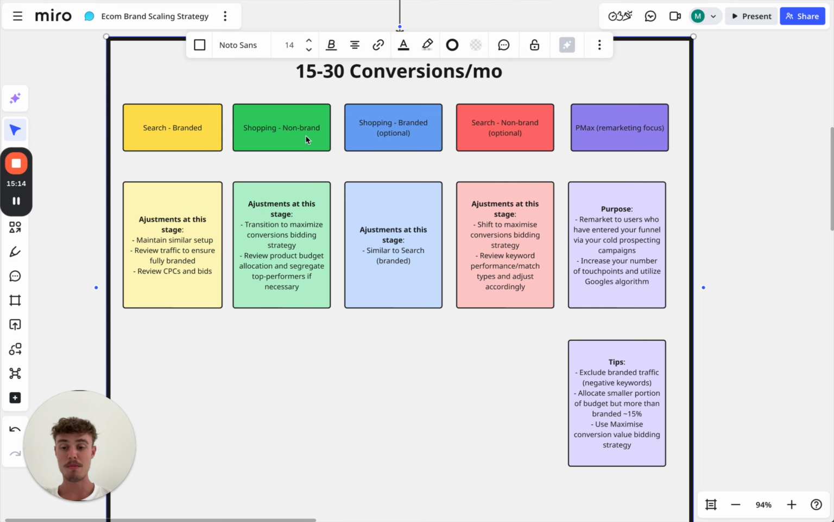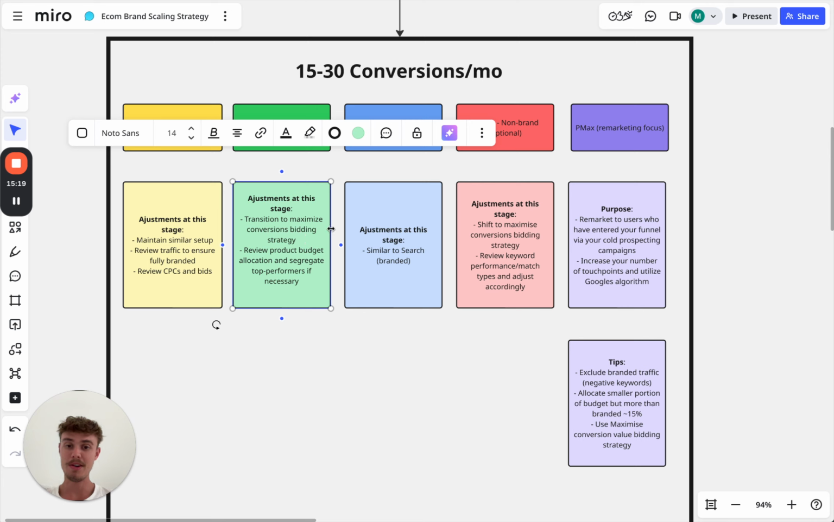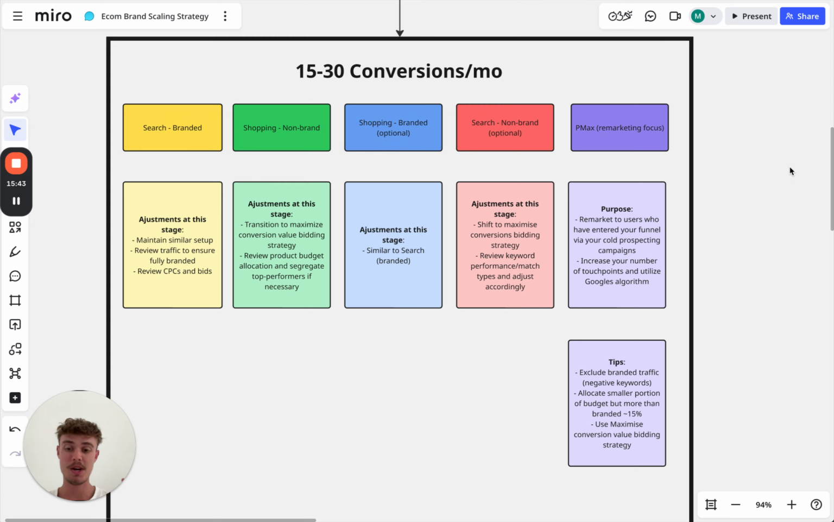For your non-branded shopping campaign, the major adjustments that you want to be making are transitioning to the maximize conversion value bidding strategy. So you want to be using the maximize conversion value bidding strategy in here once you reach 15 to 30 conversions a month, because in most cases, the algorithm will outperform your manual CPC efforts. What I find is that manual CPC can still work, but in most cases, you're going to have a much better time just going with automated bidding, using it effectively, and really just feeding the algorithm with the right data.